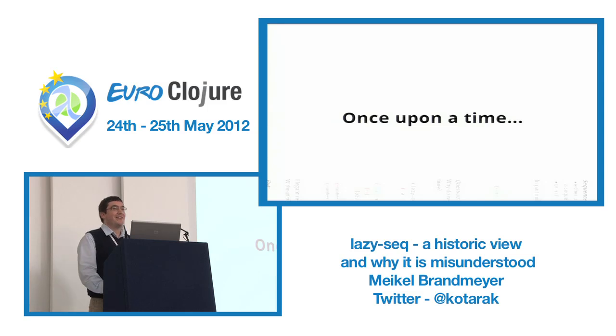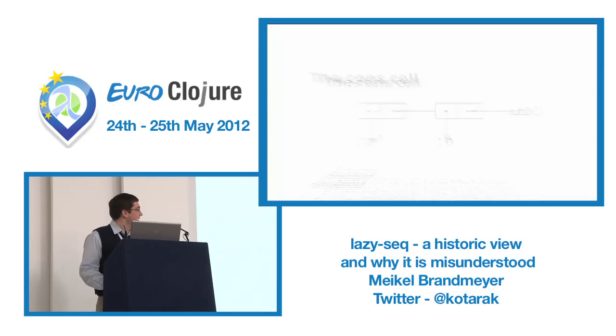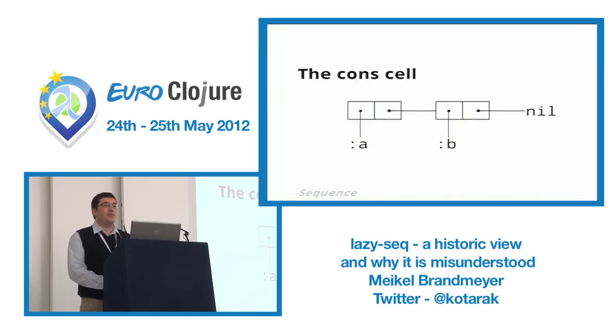Still a few. Okay, so when we go back, and as with each fairy tale, this one also starts once upon a time. In the beginning, there was a cons cell. So it was the basic linked list. You have a two-element structure with one first element and one reference to the next elements in the list. And then at the end, there was nil. That meant that the list was basically exhausted.